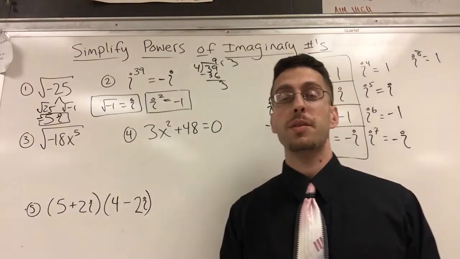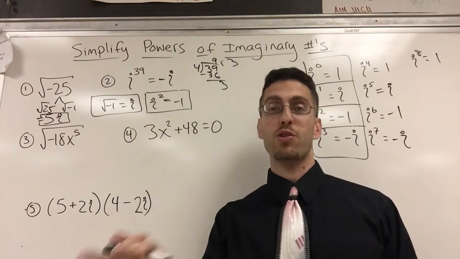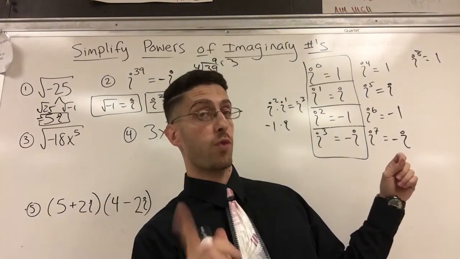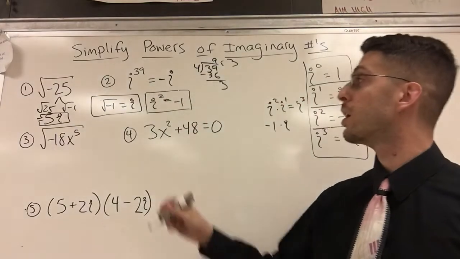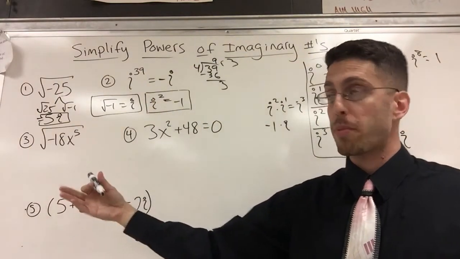Now you can figure i to the 402. By the way, divide 402 by 4. Find the remainder, which is 2. i to the 402 would be -1. Okay, so that's fun with i. Let's move on to when i shows up.